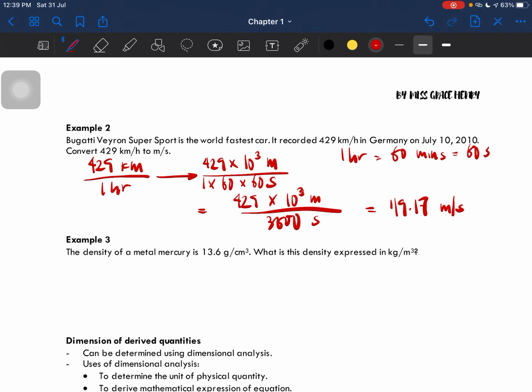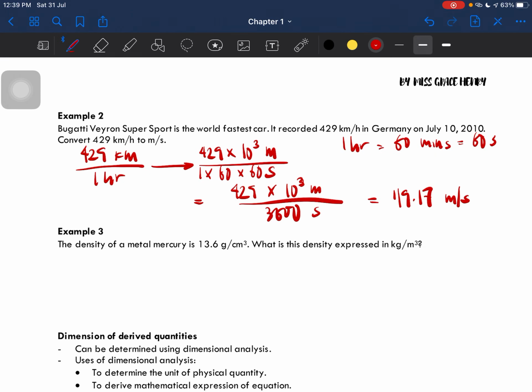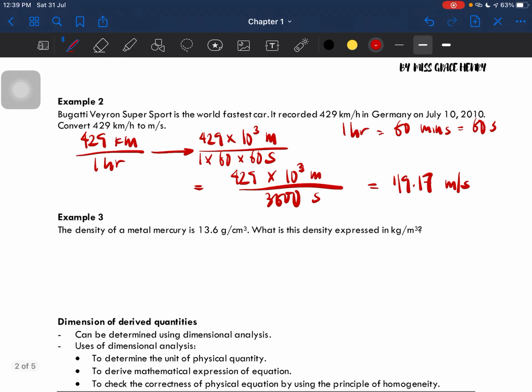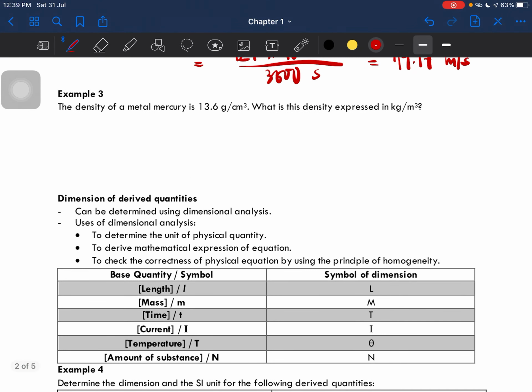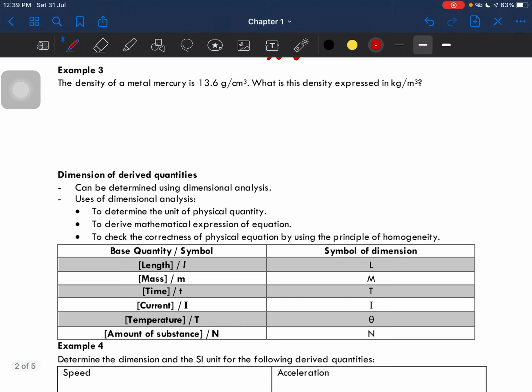Alright, so that's how you convert the unit. Okay, this is very important, because you will be using this concept for all your physics teaching and learning in matriculation. Obviously after matriculation it applies too, if you apply something that's related to physics or maths, obviously.